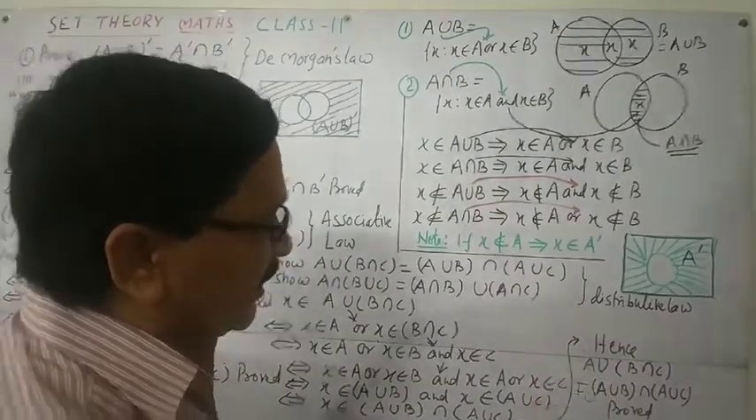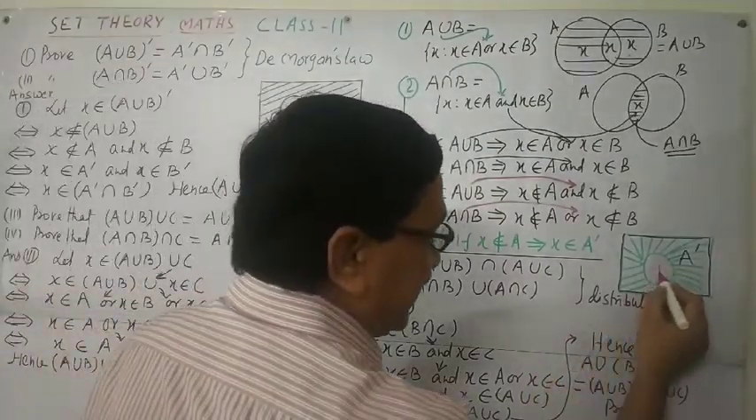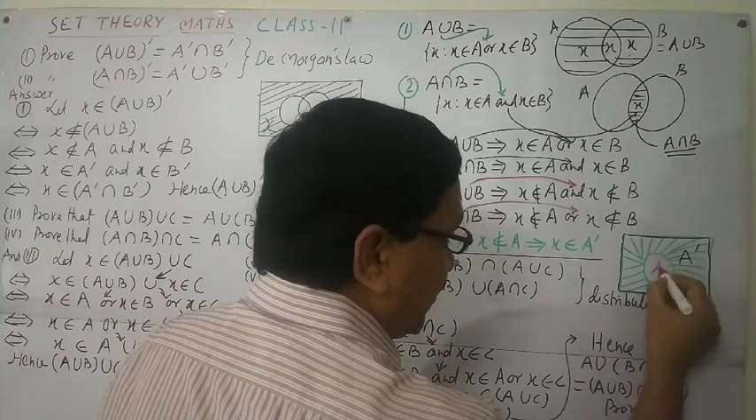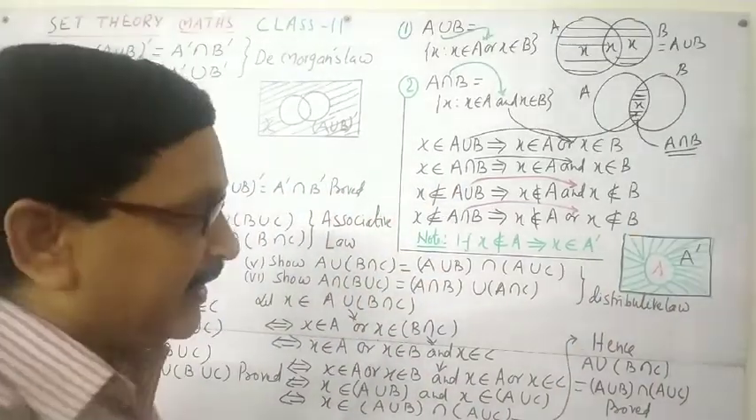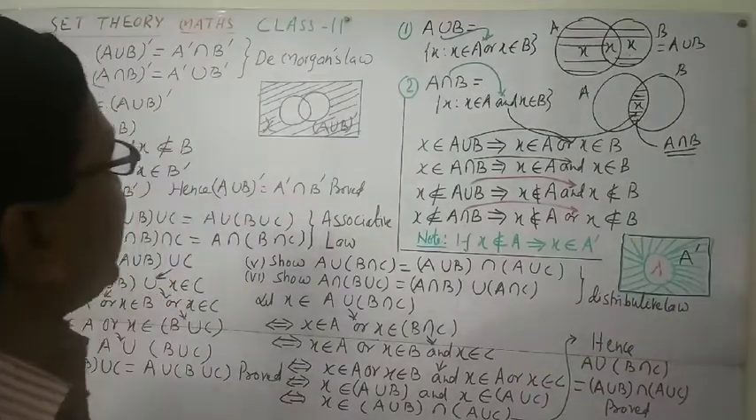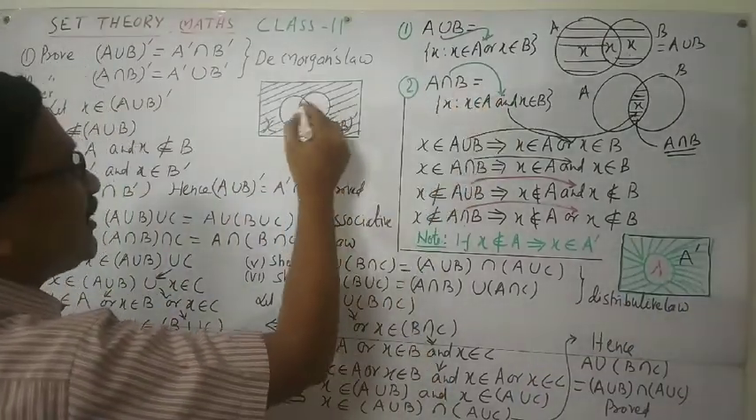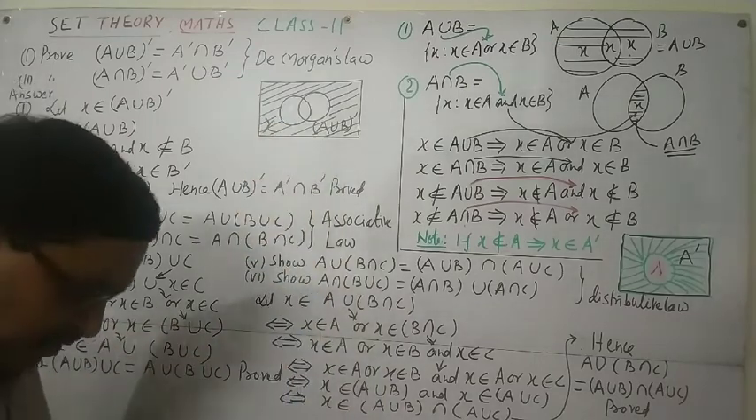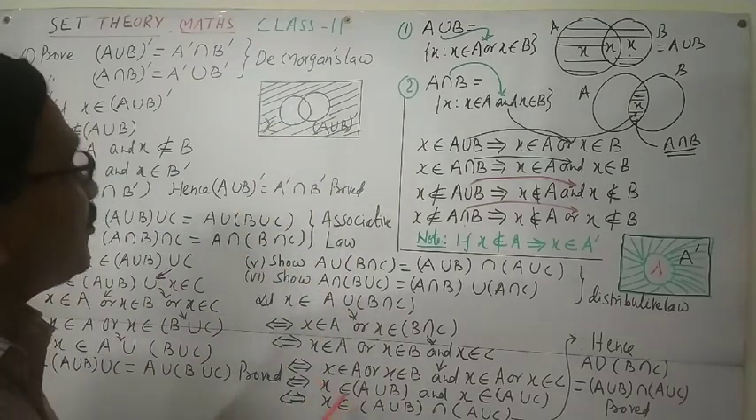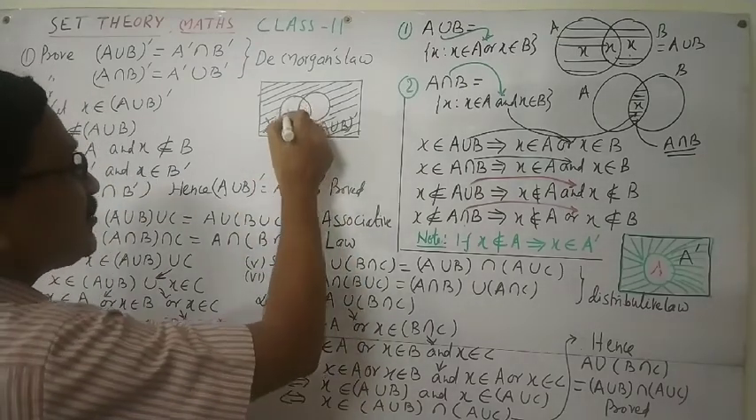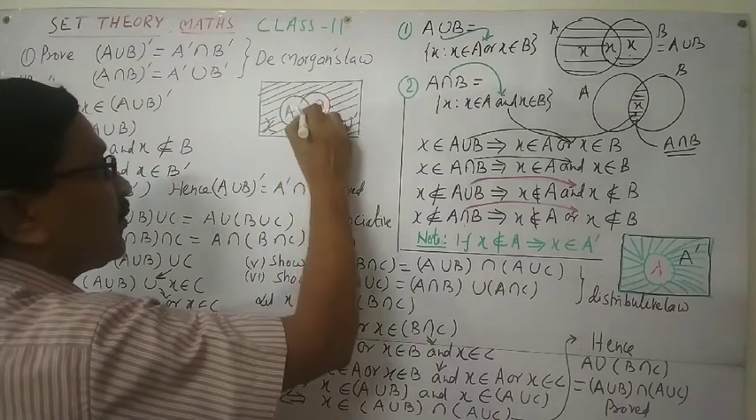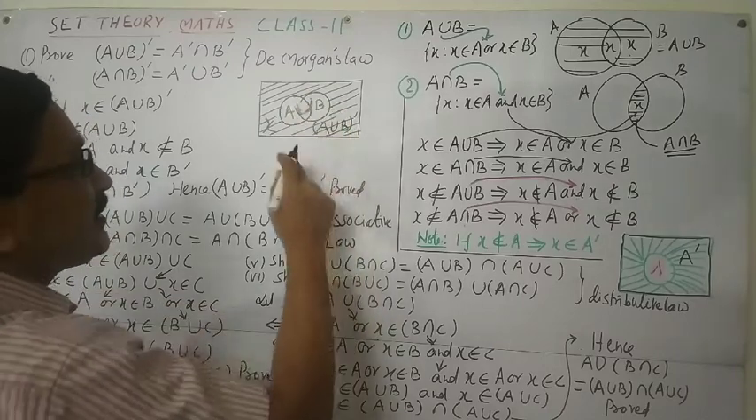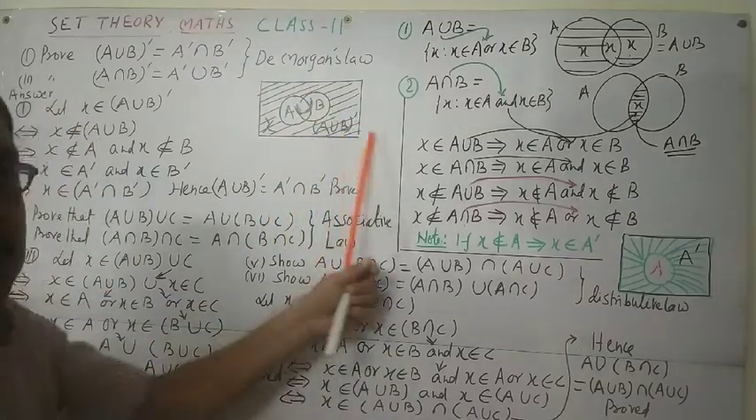Now one more thing, if this set is A, inside A, outside is A complement. A के बाहर को कहते हैं A complement. Likewise, this is A union B. So outside is A union B complement. This is called A union B, and hence A union B complement is outside.